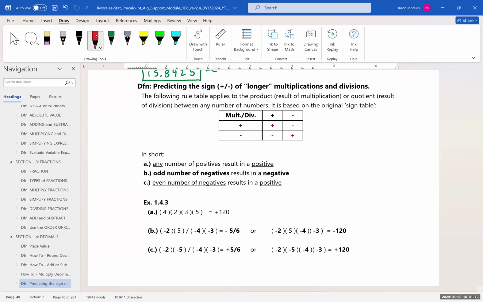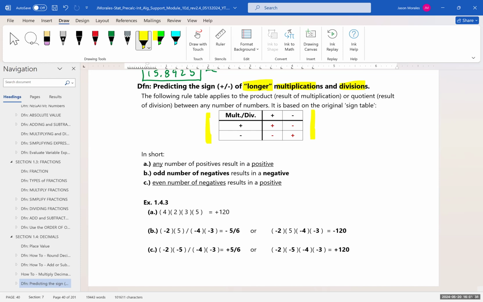Next, let's look at predicting the sign of longer multiplications and divisions. So what do I mean by longer? Well, initially, we looked at just multiplying or dividing two numbers and predicting the sign of just two numbers. And that's kind of what this table here is all about.